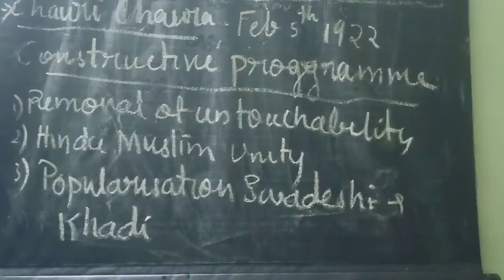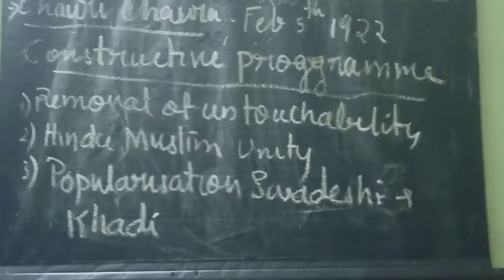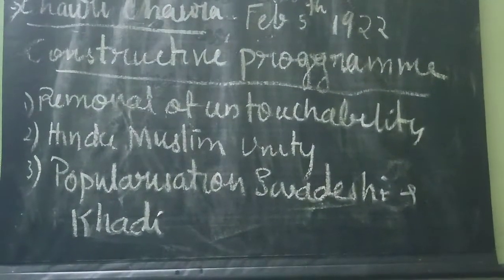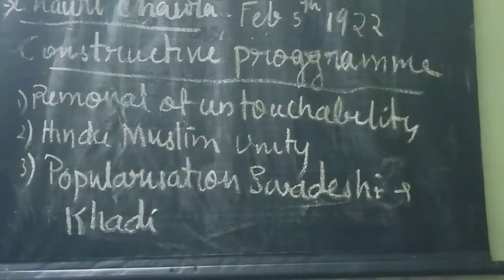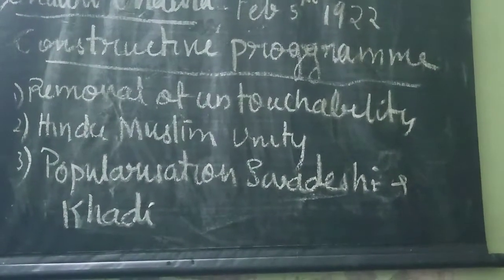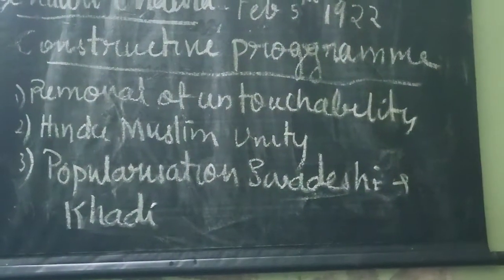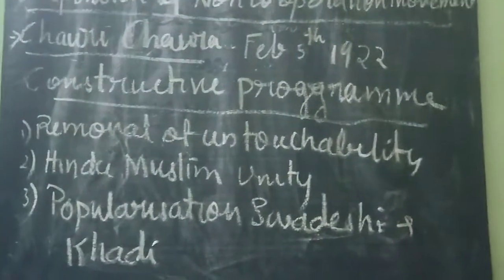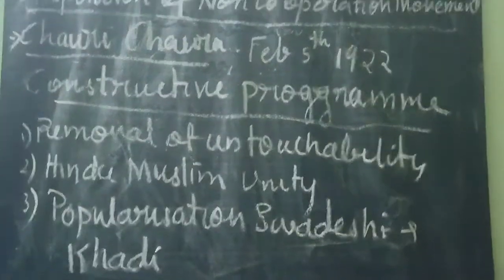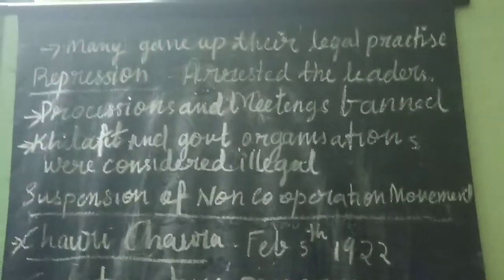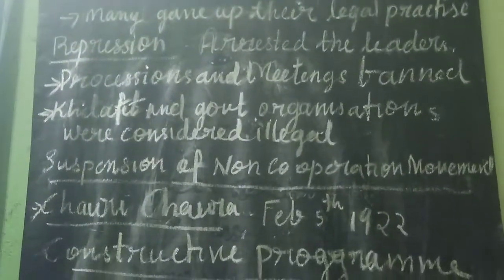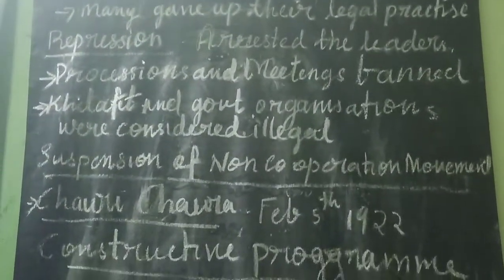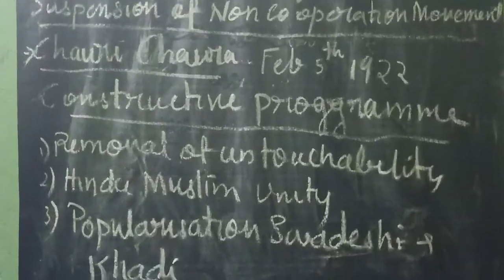But the British authorities arrested Gandhi on March 10, 1922, and kept him in jail, and after 2 years they released him because of his ill health. So this much only: the objective, program and activities during the non-cooperation movement, and the suspension of the non-cooperation movement. Okay, thank you.